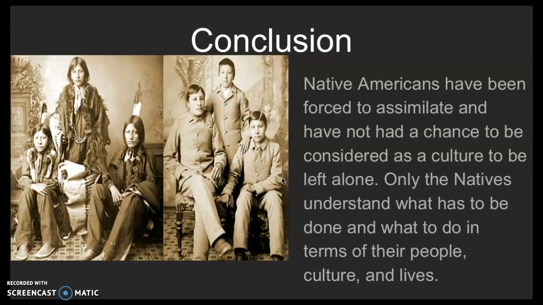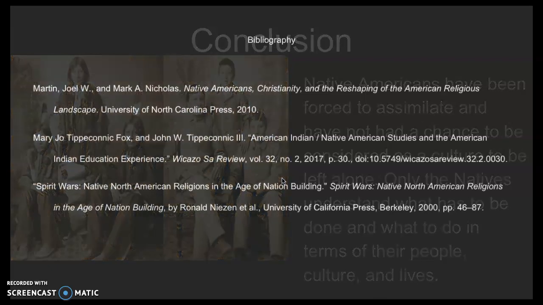So, in conclusion, Native Americans have been forced to assimilate and have not had a chance to be considered as a culture to be left alone. Only the natives understand what has to be done and what to do in terms of their people, culture, and lives.